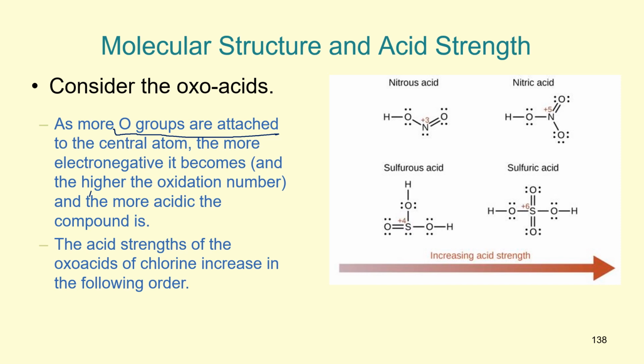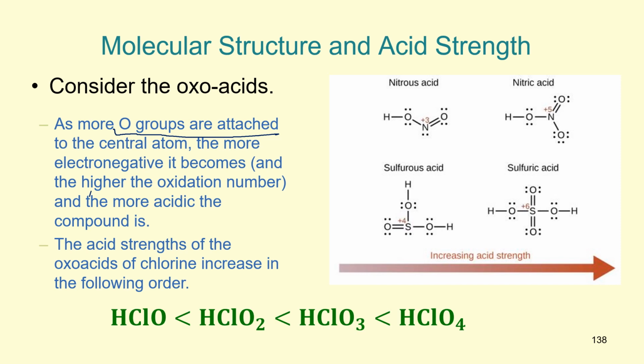Oxidation number can also tell you. The higher the oxidation number, the more acidic it is. Same thing here, sulfurous acid H2SO3 versus H2SO4, which is a stronger acid. So oxoacid strength increases with more O's. In a similar way, HClO is weaker than HClO2, which is weaker than HClO3, which is weaker than HClO4.